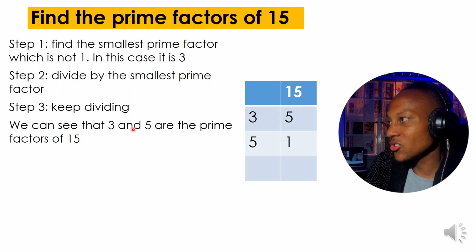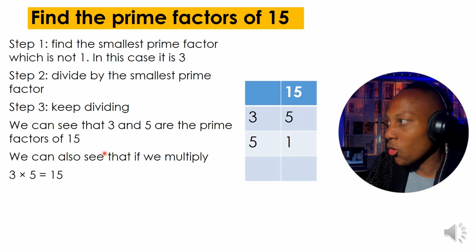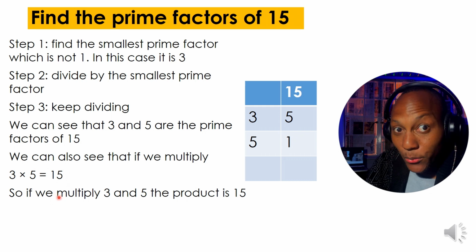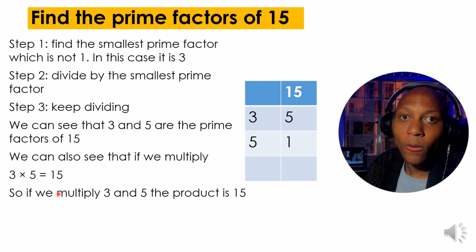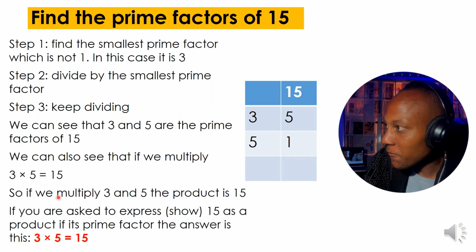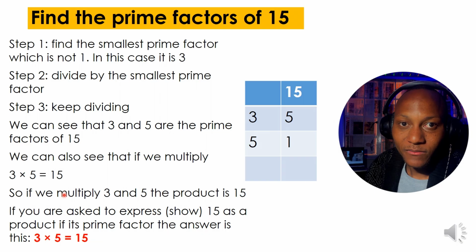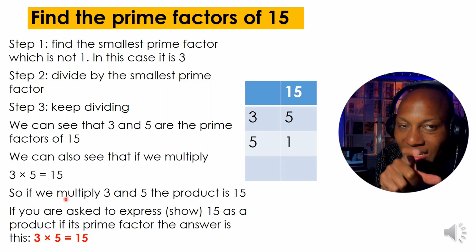After you get that, you can see that 3 and 5 are the prime factors of 15. So if you say 3 times 5, you get 15. If you multiply 3 and 5, the product is what? 15. There are questions that will ask you to express 15 as a product of its prime factors. What that simply means is to multiply the prime factors that give us 15.